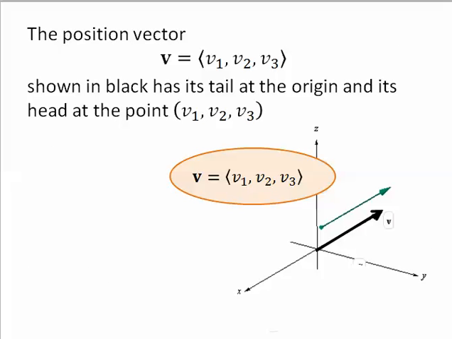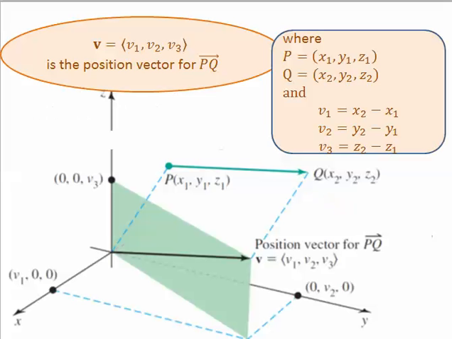The position vector (v1, v2, v3), shown in black, has its tail at the origin and its head at the point (v1, v2, v3). Suppose we have 2 points P, Q, and we would like to find the position vector for PQ. Well, v1 is just going to be x2 minus x1, and v2 will be y2 minus y1, and v3 will be z2 minus z1.